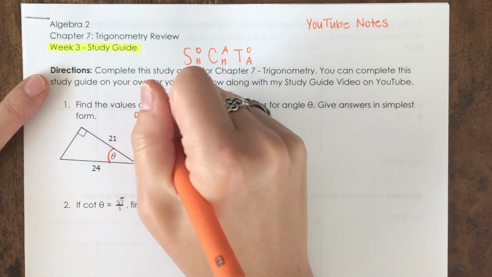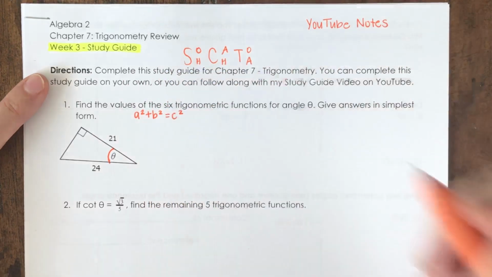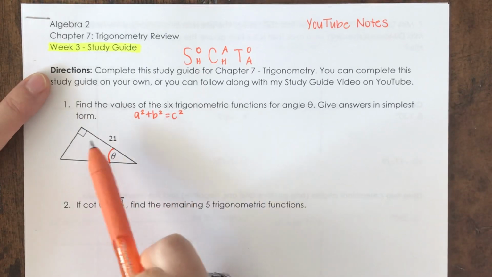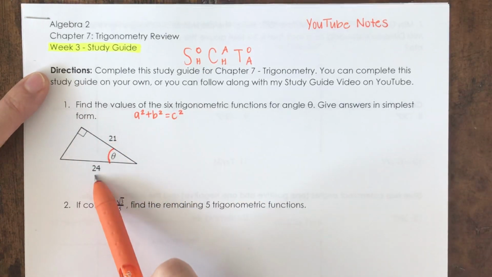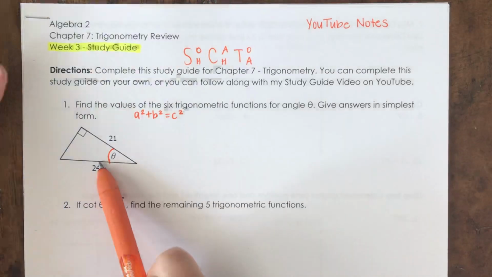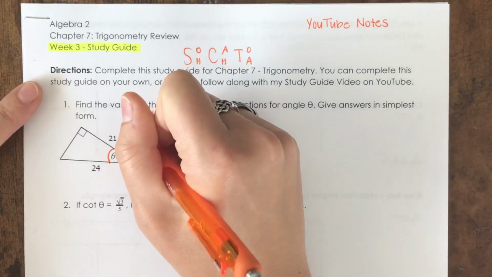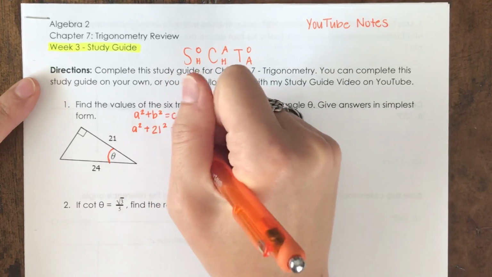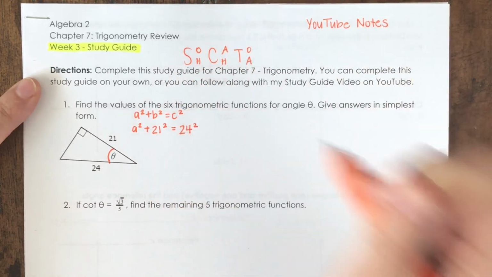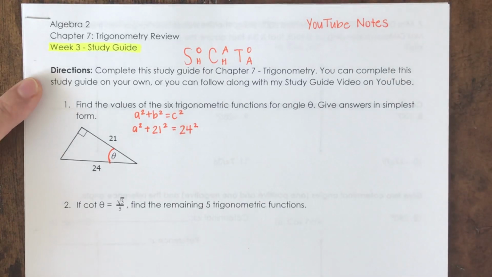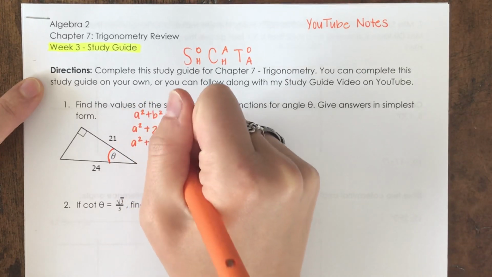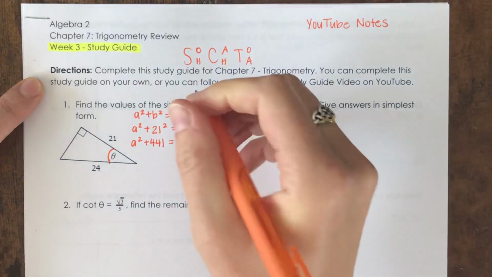So it's a squared plus b squared equals c squared. The a and the b are your legs. The c is your hypotenuse, which is across from the 90. So I know my c value is going to be 24. I'm going to leave my a value as the blank one, and I'm going to plug in 21 for my b value. Then we're going to square those numbers. So 21 squared gives me 441, and 24 squared gives me 576.